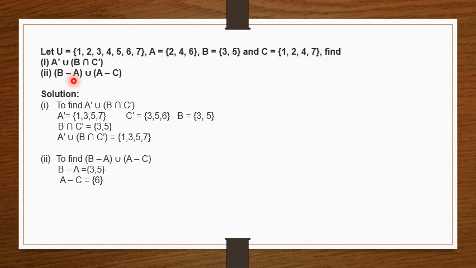Now we need to find B minus A union A minus C. B is given, A is given and C is given. First we find B minus A. B minus A is 3, 5. A minus C. A minus C is 6, because 2, 4 is present in C. So the remaining is 6. Now we need to find the union. That is, we need to write every element in B minus A and every element in A minus C. So B minus A union A minus C is the set consisting of the numbers 3, 5, 6.